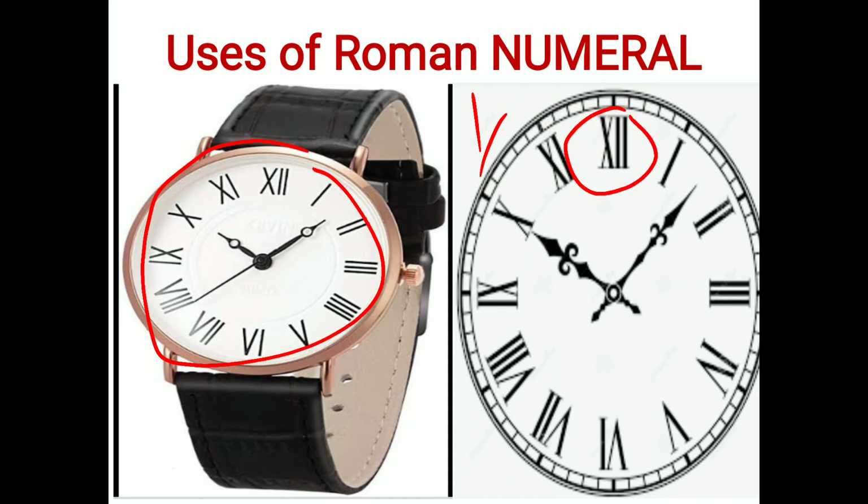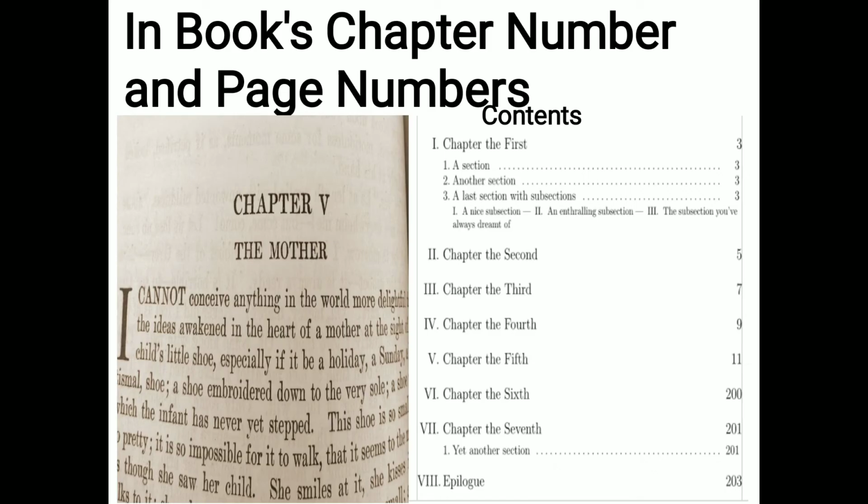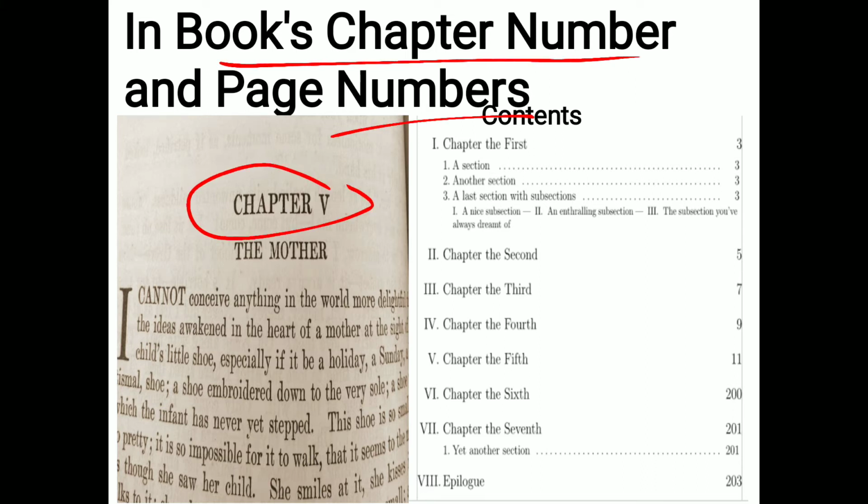Now we use Roman numerals in the book chapter name also, and the number. See the chapter number. It is written V. V means 5. It is chapter number 5. If you see the contents numbering, it is also written in Roman numerals.